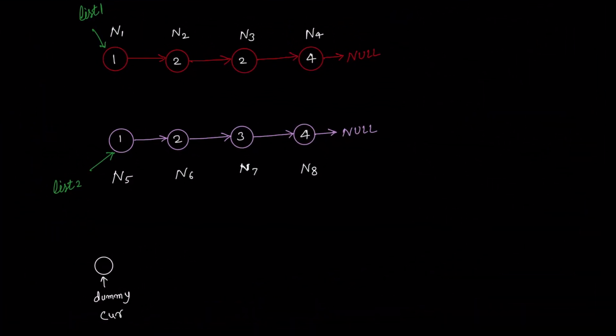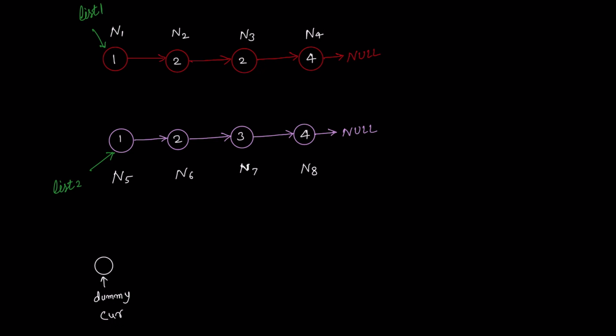Let's see the problem of merge two sorted lists. Actually, here two lists have been given. Both are in sorted format. See, list 1 is 1, 2, 2, 4 and list 2 is 1, 2, 3, 4. So we have to merge both lists in the form of a sorted list. Okay. So actually this is a linked list, in the linked list format.